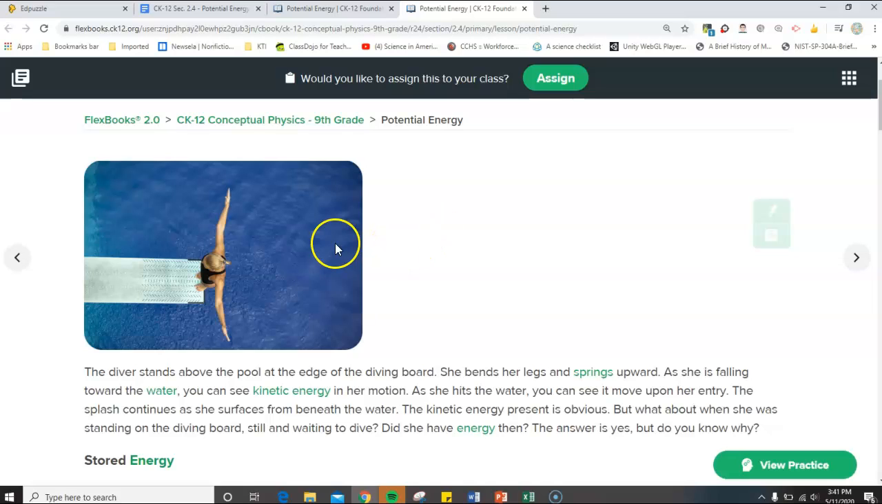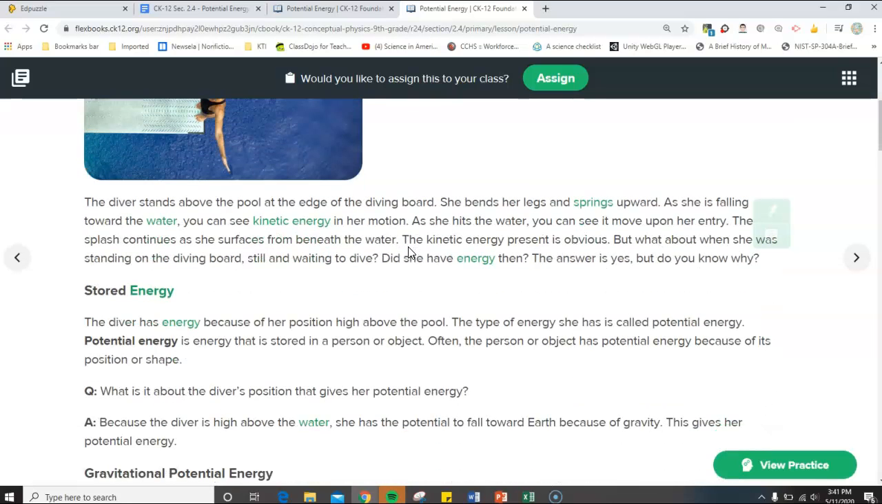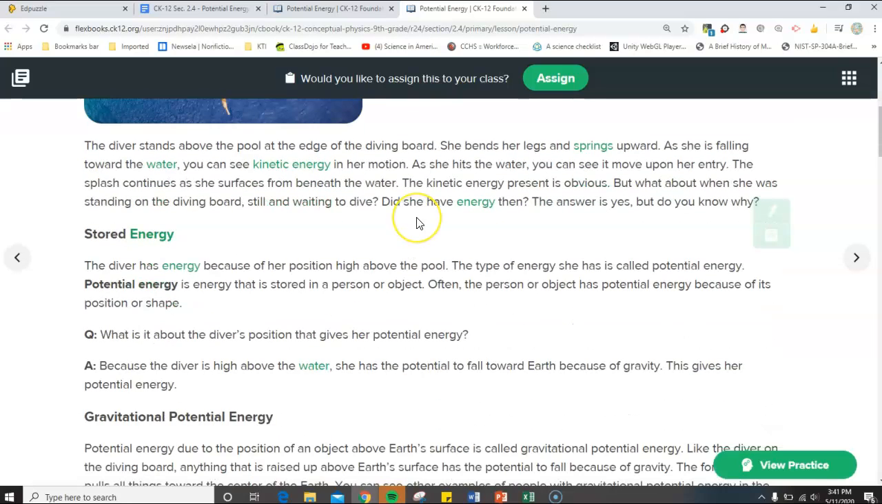But what about when she is just standing on the diving board, still waiting to dive into the water? Does she have any energy? Well, the answer is yes. She has stored energy, which we call potential energy. So potential energy is energy that is stored in a person or object, and it typically has to do with the position that they're in or the shape that it's in.